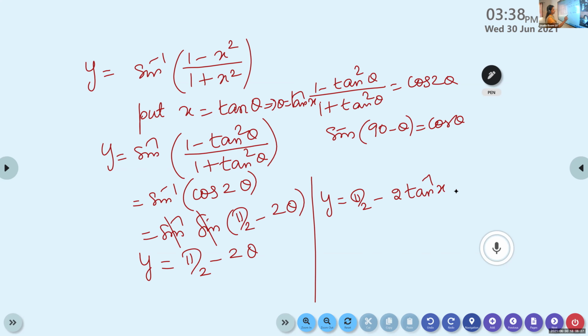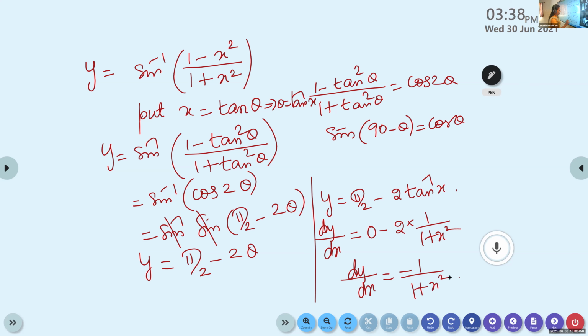Now differentiate. What is dy by dx? Pi by 2, when we differentiate, it is 0, minus 2 into, what is derivative of tan inverse of x? It is 1 by 1 plus x square. Therefore, dy by dx is minus 1 by 1 plus x square.